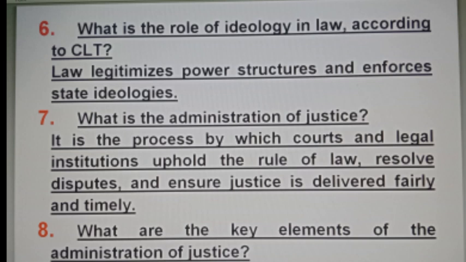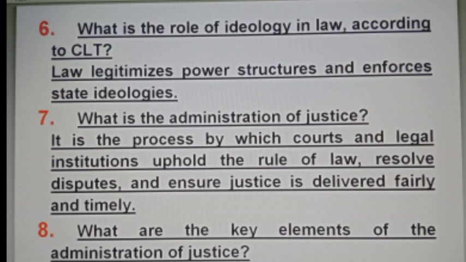What is the role of ideology in law according to CLT? Law legitimizes power structures and enforces state ideologies. What is the administration of justice? It is a process by which courts and legal institutions uphold the rule of law, resolve disputes, and ensure justice is delivered fairly and timely.